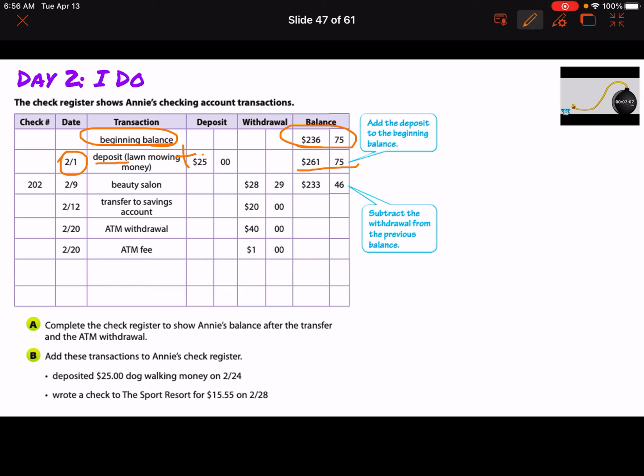Now we see that on February 9th, she wrote a check. That's the check number.